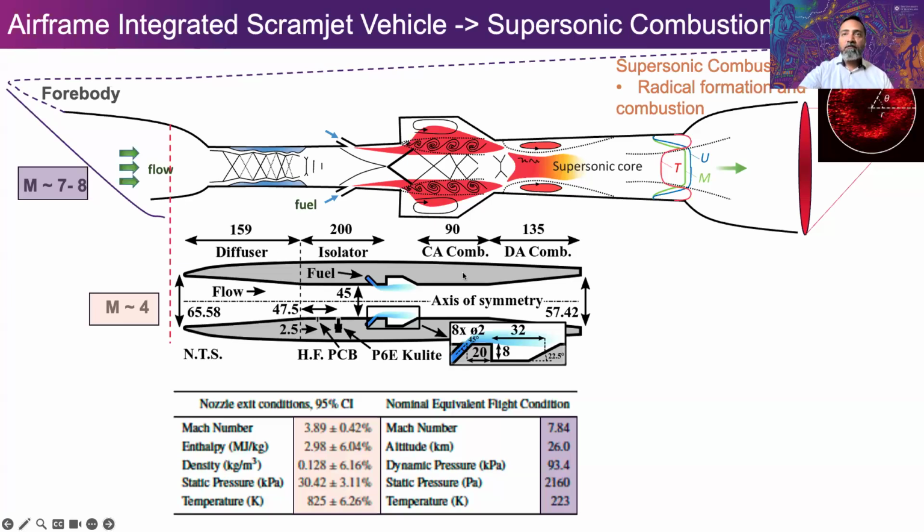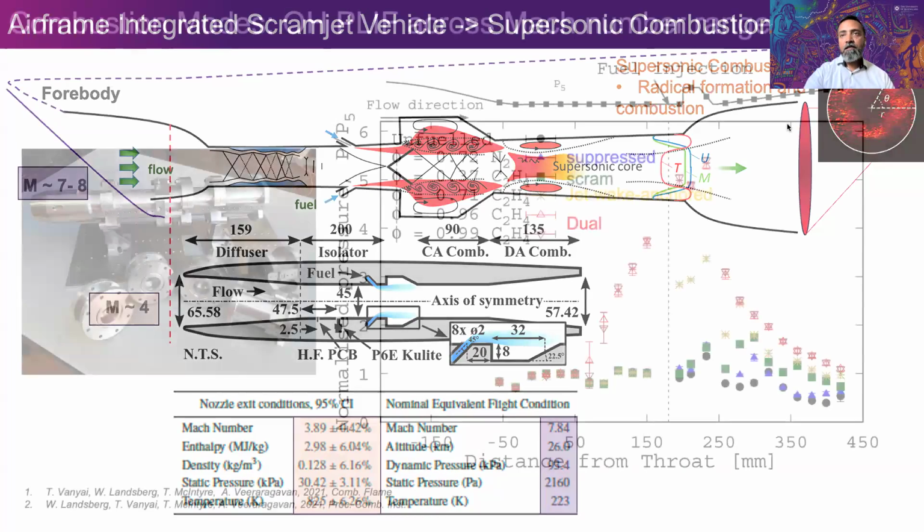Now, all of our model is made of metal. There's no opportunity to visualize. So we decided to do some probing at the exhaust, just at the exhaust plane of that model, to see if we can measure any combustion radicals coming out, which will indicate combustion is happening.